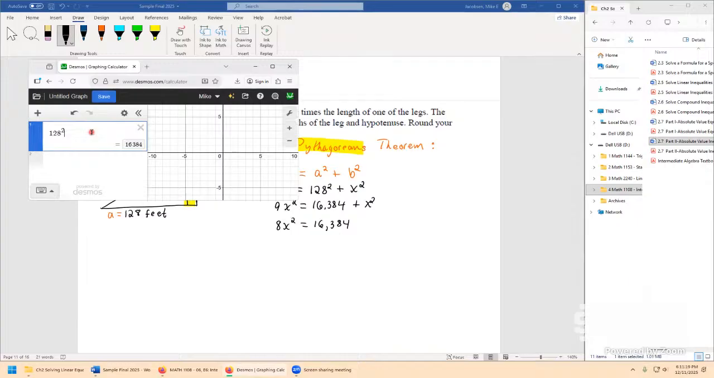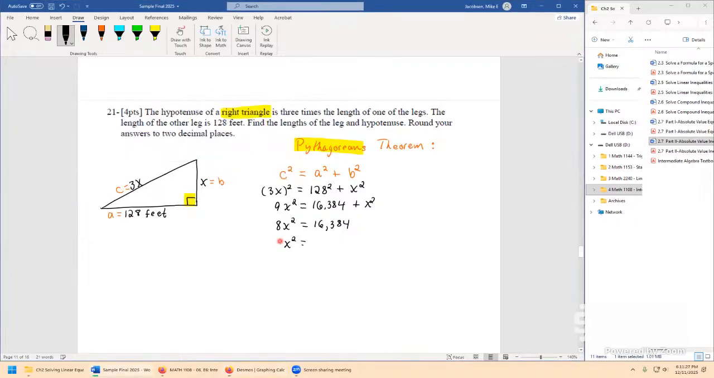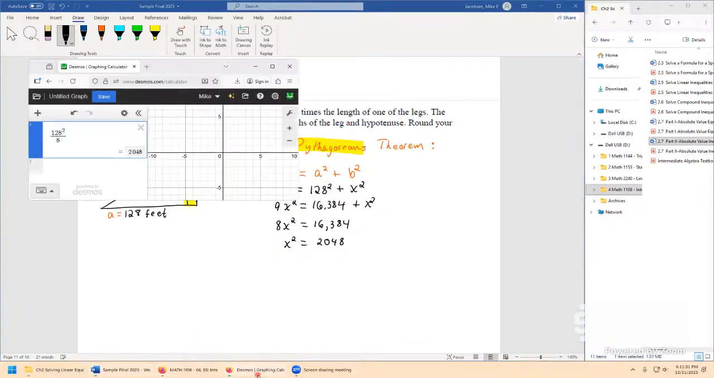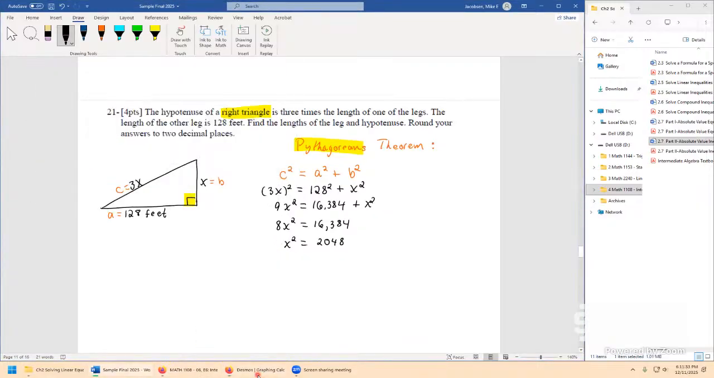So that means we should take 16,384, this term, divided by 8. That gives us 2,048 after we divide. So x squared is 2,048. Let's double check that number. Okay, and that means the square root property implies x is going to be positive or negative square root 2,048.